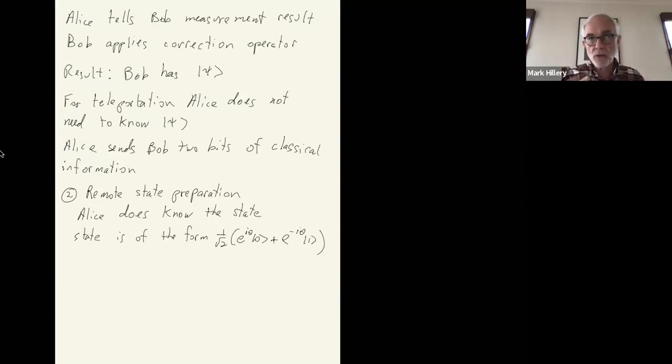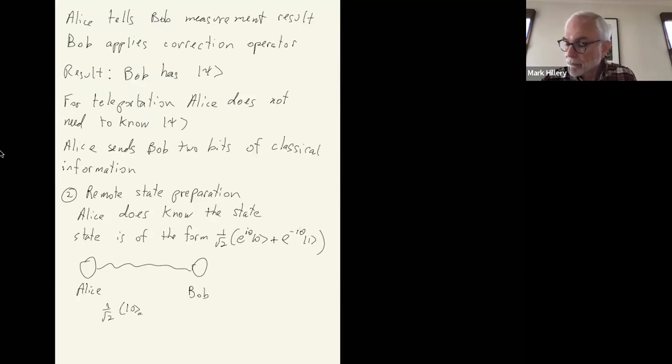So how does she do it, and how is it different from teleportation? So it starts off the same. So we still have Alice over here, and she and Bob share a singlet state. Now, what happens now is that Alice, since she knows the state, there's no extra qubit in this case. They're just the two qubits. So Alice is going to measure her single qubit in the following basis.